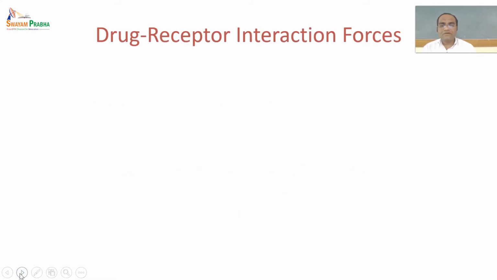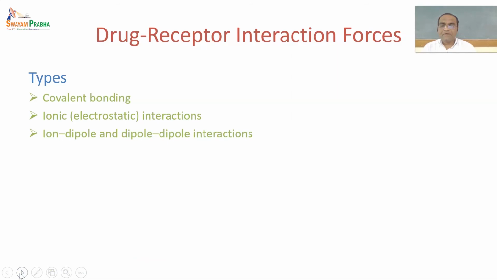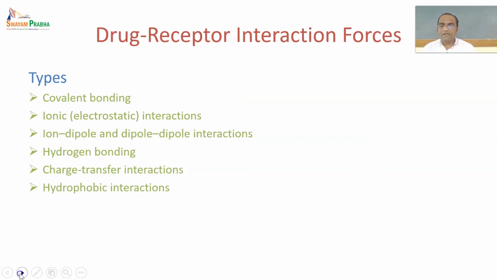Now we'll see certain kinds of drug receptor interaction forces. There are certain types of drug receptor interaction forces. The first one is covalent bonding, a concept we also see in organic chemistry, because they are related to organic chemistry in the field of medicinal chemistry. After that, ionic electrostatic interaction, ion-dipole interaction, hydrogen bonding, charge transfer interaction, hydrophobic interaction, halogen bonding, and van der Waals interaction.